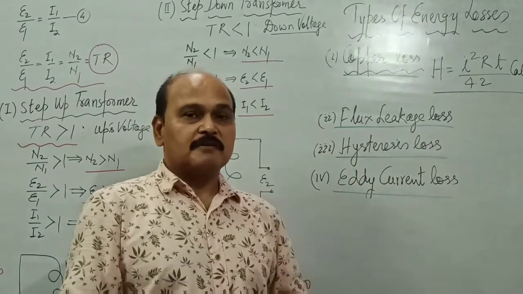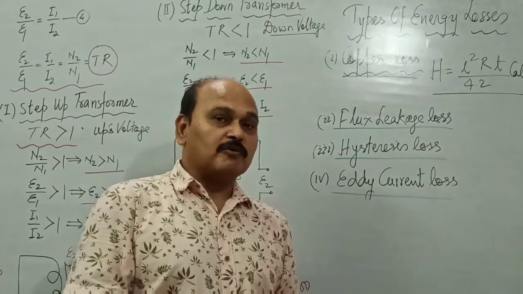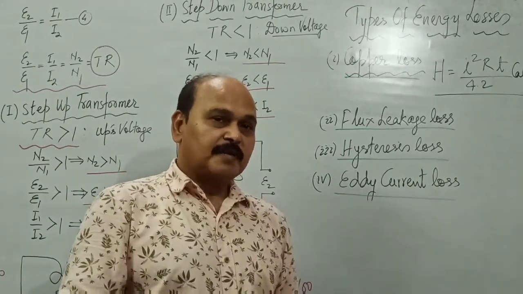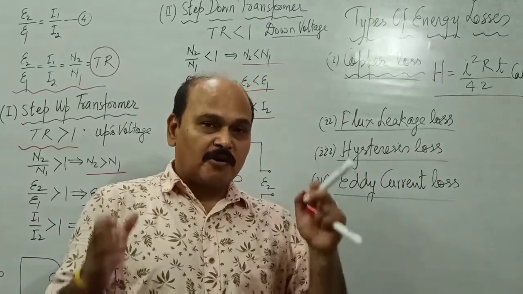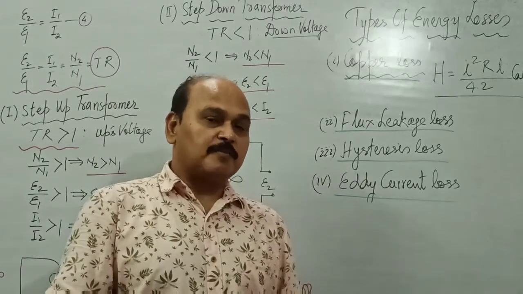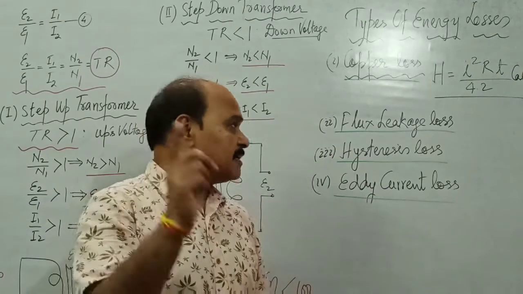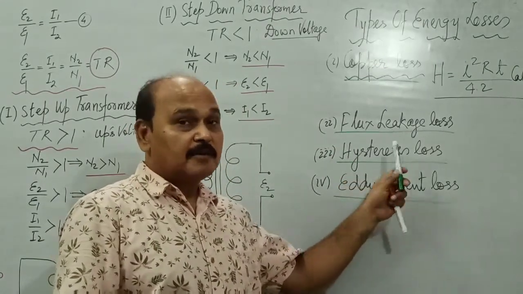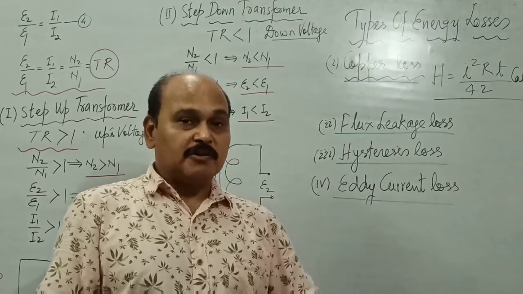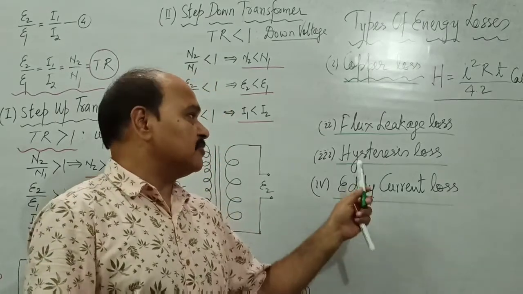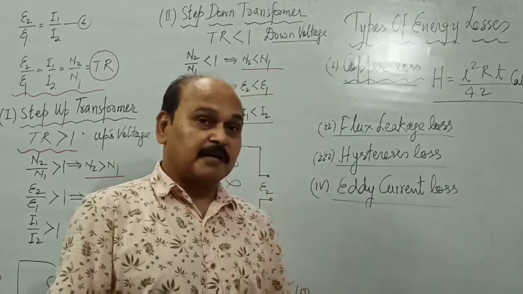Hysteresis loss. Well, inside the core of the primary and secondary coil, there is a soft iron placed. And as the current passing through the primary and secondary coil varies, the soft iron inside the core of the transformer is continuously magnetized and demagnetized. During magnetization and demagnetization of the soft iron, there is loss of energy in the form of heat, which is called hysteresis loss. We have already studied this hysteresis loss in magnetism.